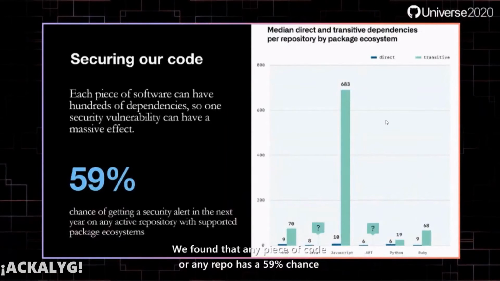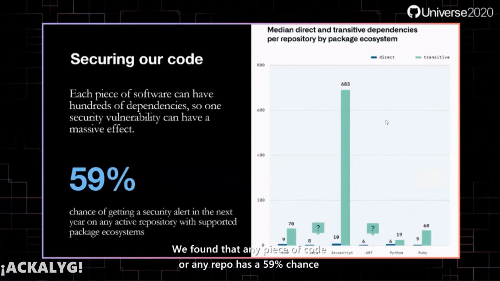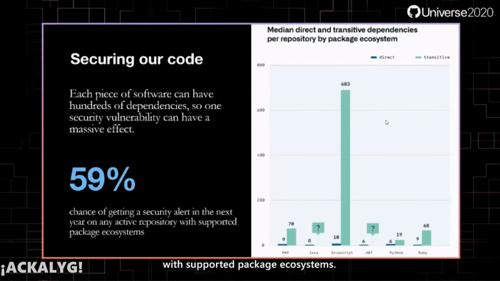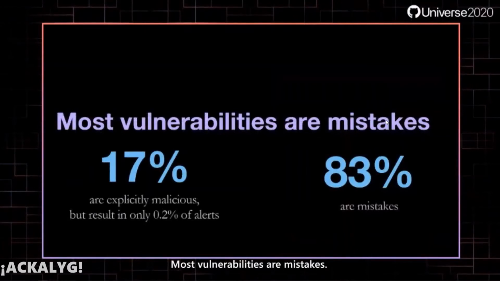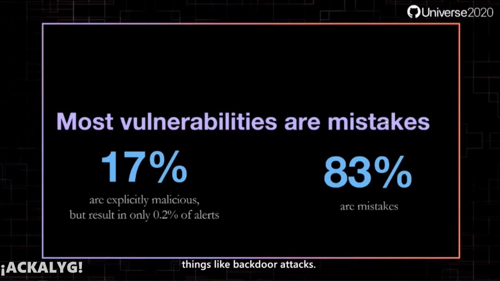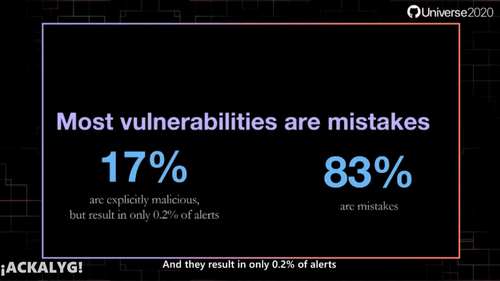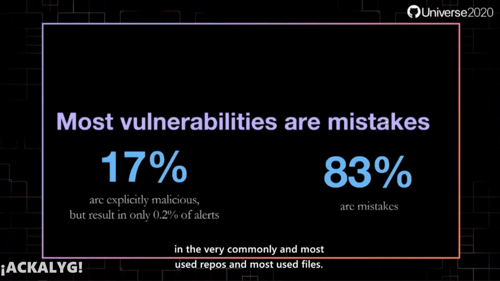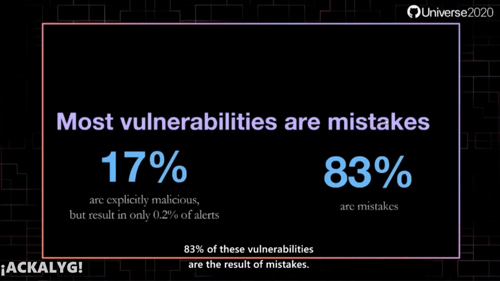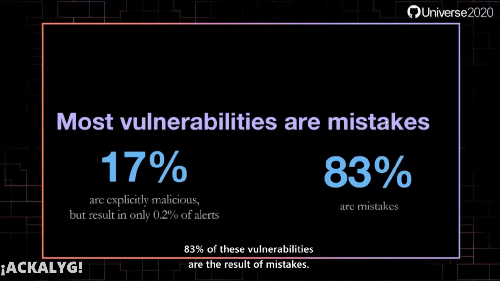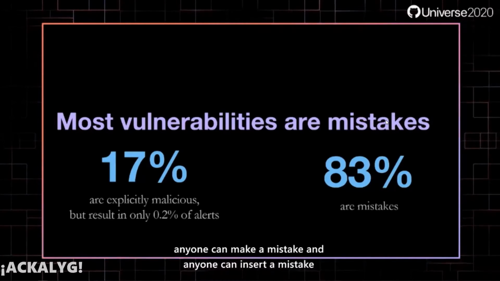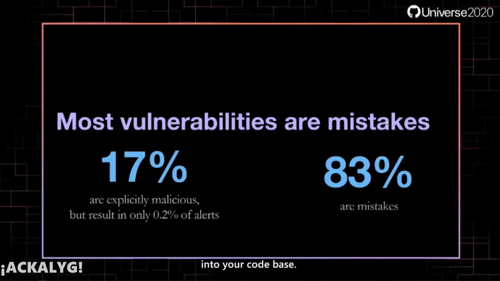We found that any piece of code or any repo has a 59% chance of getting a security alert in the next year for those active repositories with supported package ecosystems. Most vulnerabilities are mistakes. Only 17% of them are explicitly malicious, things like backdoor attacks, and they result in only 0.2% of alerts in the very commonly and most used repos and most used files. 83% of these vulnerabilities are the result of mistakes. So it's important to remember anyone can make a mistake and anyone can insert a mistake into your code base.